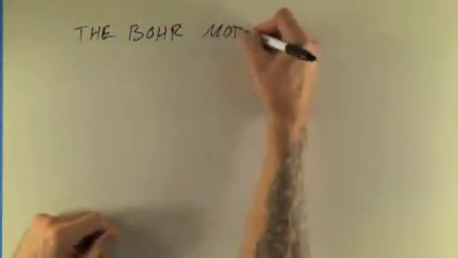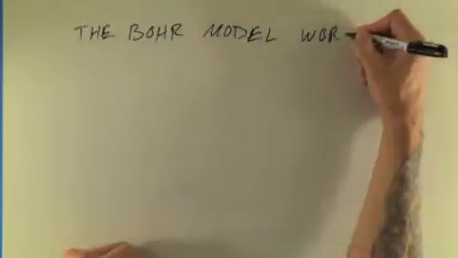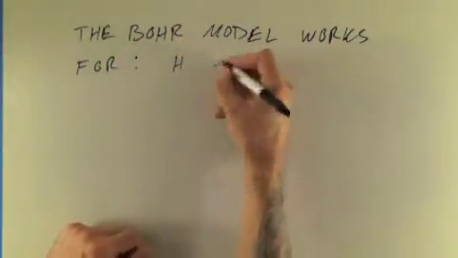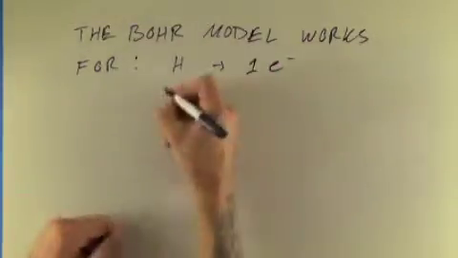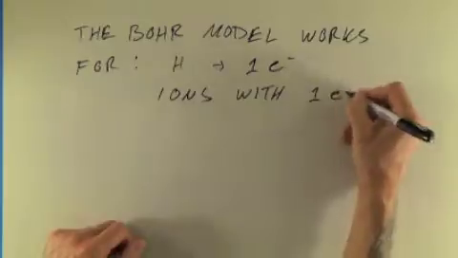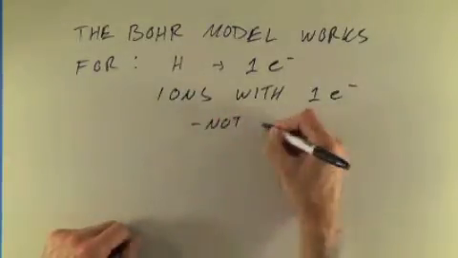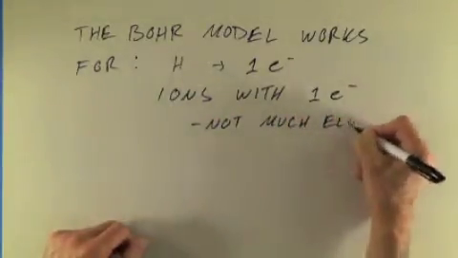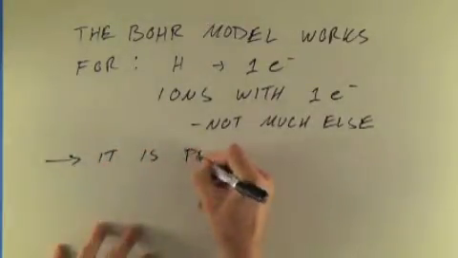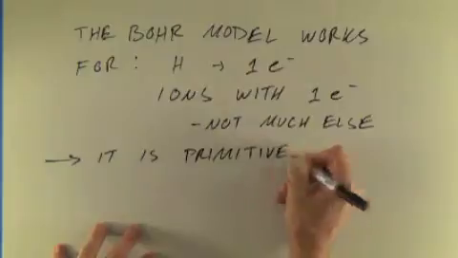But it's not that good a model. It has problems. It works for hydrogen, for example, which has one electron. You can put that electron at different levels. It works for ions that have one electron, that is, you pull everything off except the last electron. And it isn't good for much else. It just isn't accurate because it can't account for some of the subtleties.